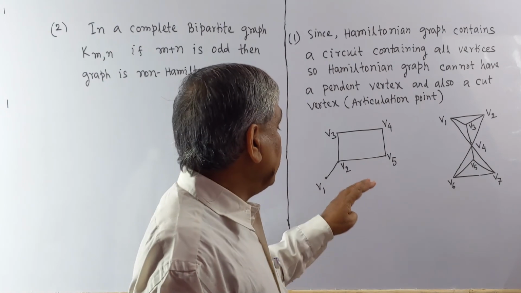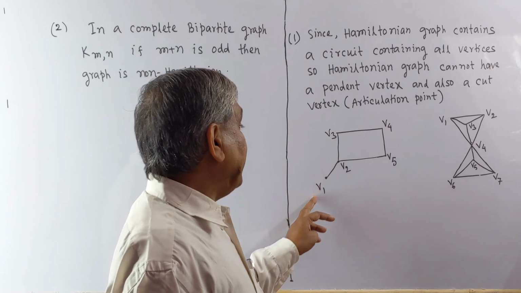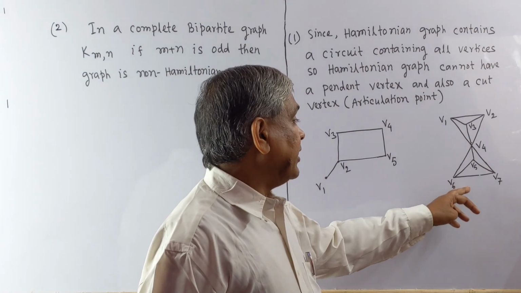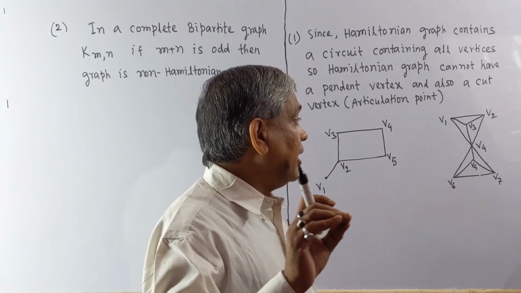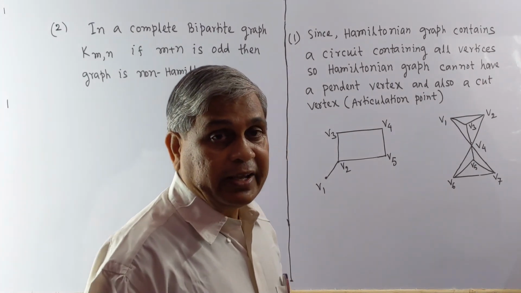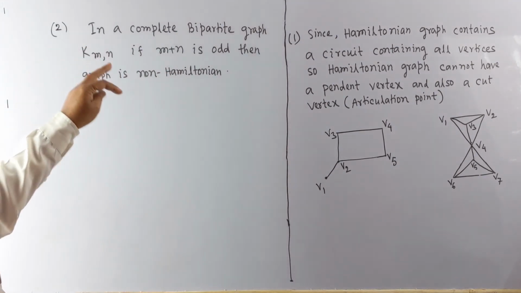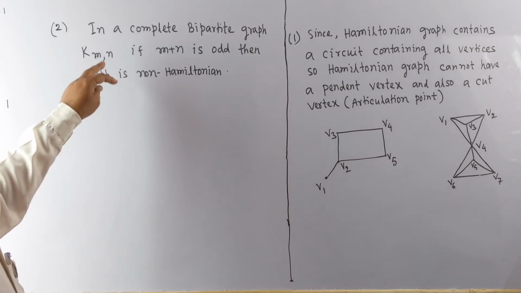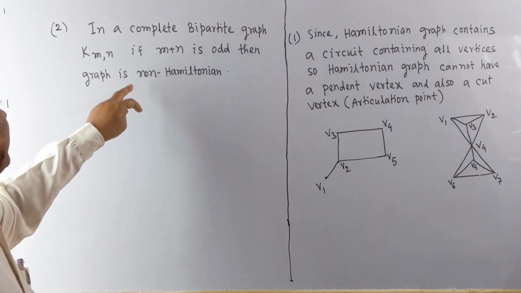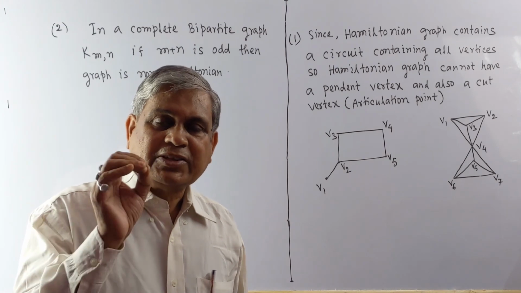So here we get that if we have a pendant vertex in a graph, that graph is not Hamiltonian, and if we get a cut vertex or articulation point in a graph, then that graph is not a Hamiltonian graph. Number 2, in a complete bipartite graph Kmn, if m plus n is odd, then graph is not Hamiltonian. We may verify this.